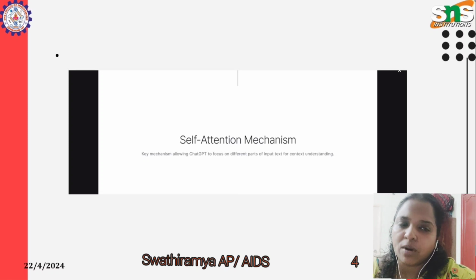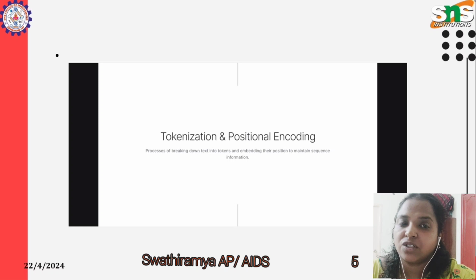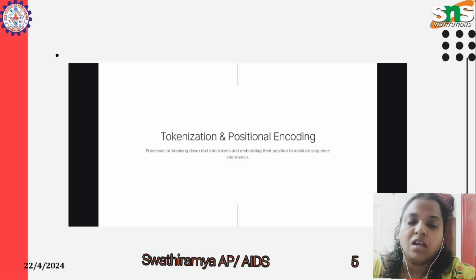Then, obviously, tokenization. You have heard the word tokenization in NLP. So NLP and ChatGPT are connected; the basic process is very dependent on NLP. So there comes tokenization. Initially we read about two components of ChatGPT. The next component is tokenization.